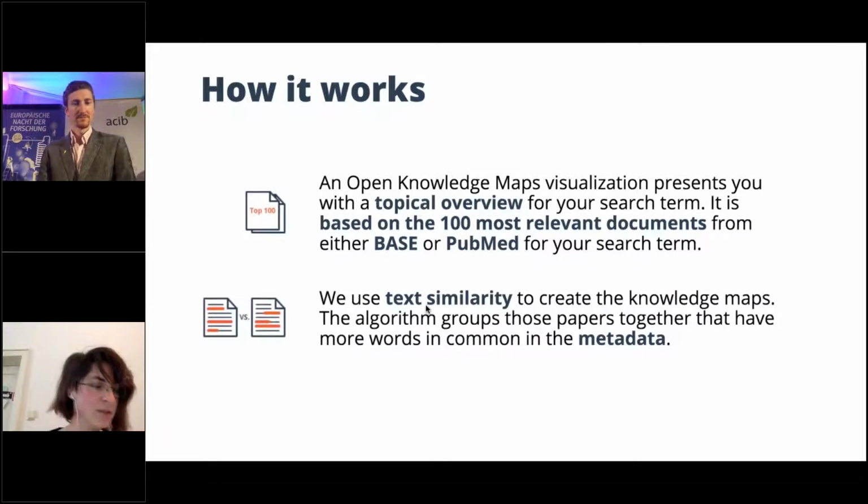Open Knowledge Maps then uses text similarity between the metadata of these 100 documents to create the map. The algorithm groups those papers together that have more words in common, and this is how the bubbles are created then.